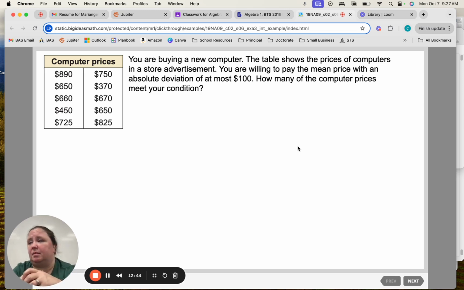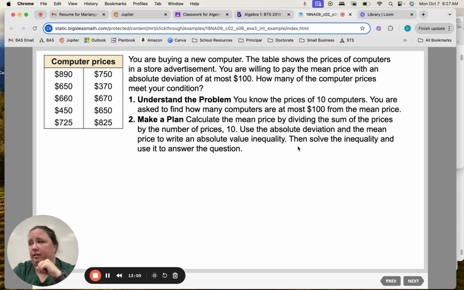So what is the mean? All of them added up and then divided by the amount. What's another word for mean? Average. So yes, you would add all the prices up and divide by the number of computers you're looking at. Then it tells you you're willing to pay whatever the average price is, plus or minus $100. Does that make sense? Yeah.